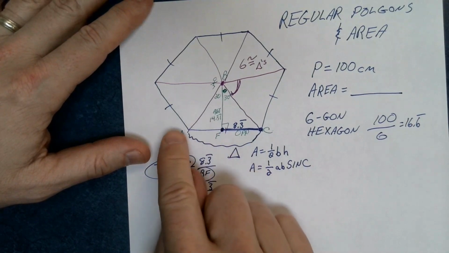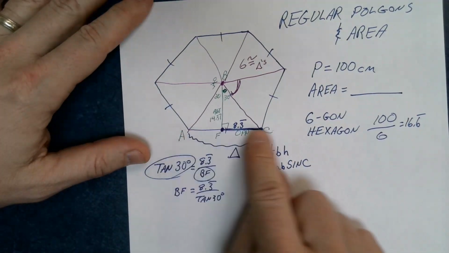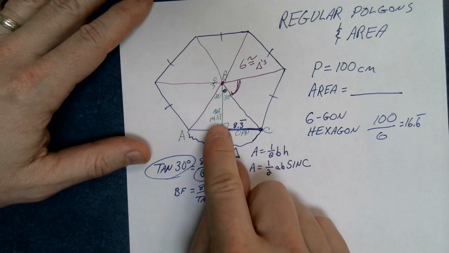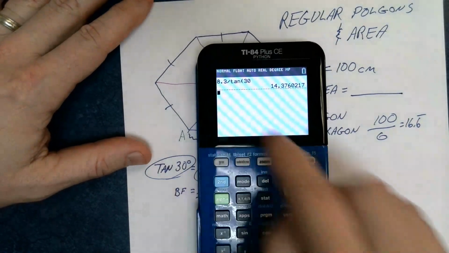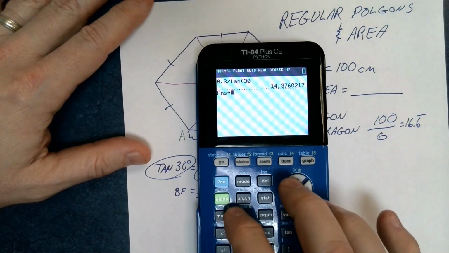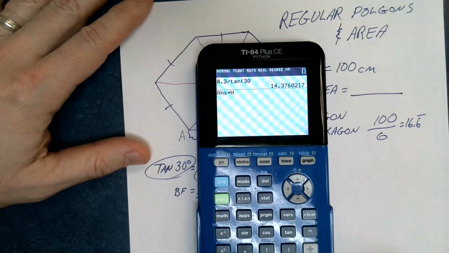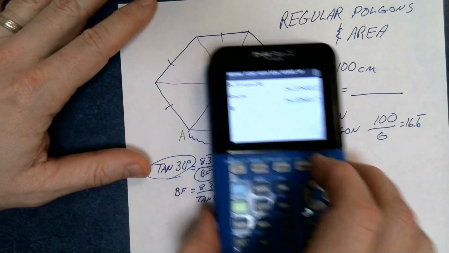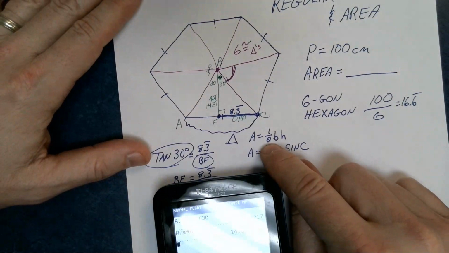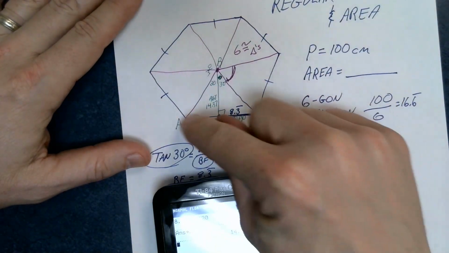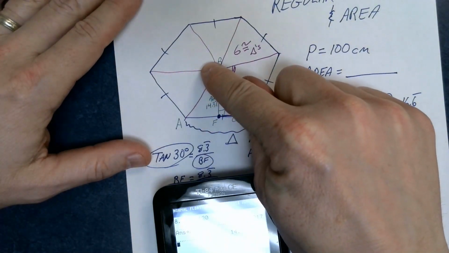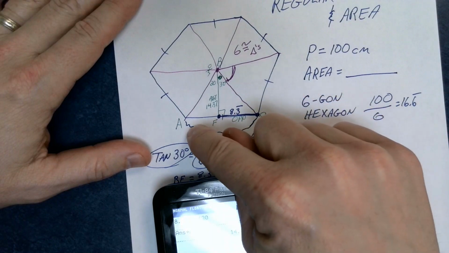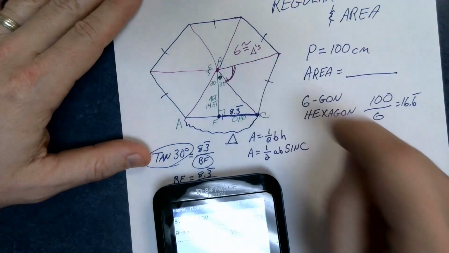So now my base is that side. My height is that 14.37, and I'm going to go ahead and store that in H. Store that in alpha H for the height of that triangle. And now I'm going to use this 1/2 base times height to get the area of this shape, and then multiply by 6 all the way around.